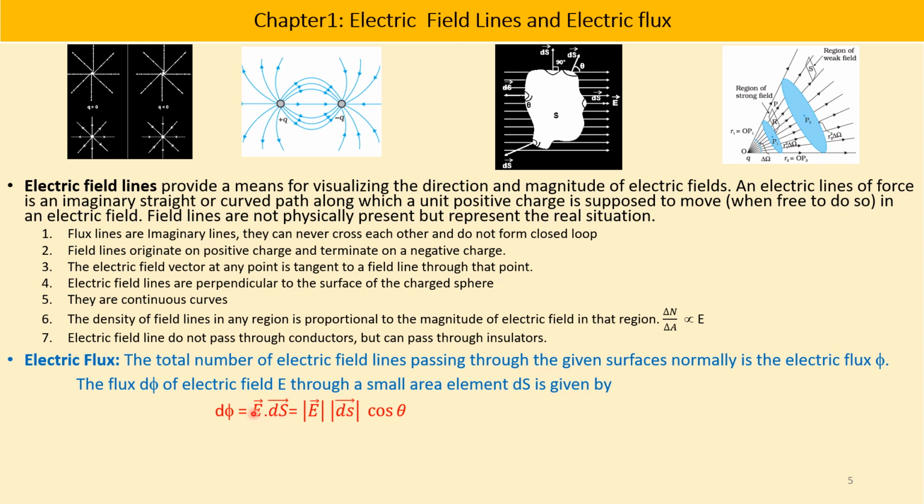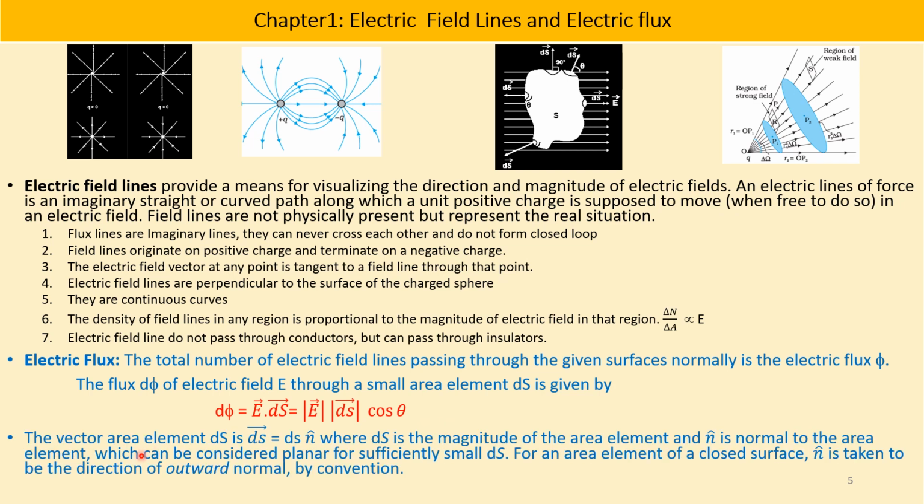Here d phi, E and ds are vectors, or it can be represented as mod of E into mod of ds into cos theta. The vector element ds is equal to ds into n hat, where ds is the magnitude of the area of the element and n hat is the normal to the area element, which can be considered planar to this sufficiently small ds. For an area element of a closed surface, n hat is taken to be the direction outward normal by convention.